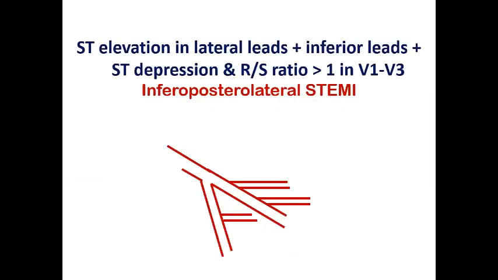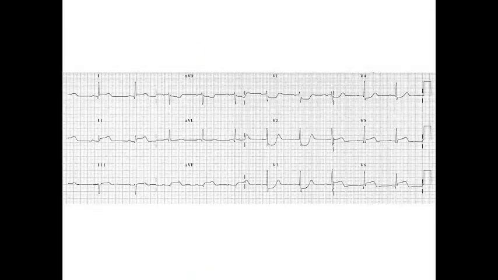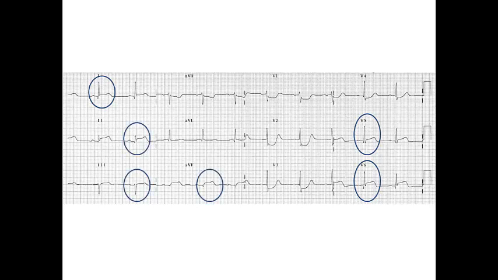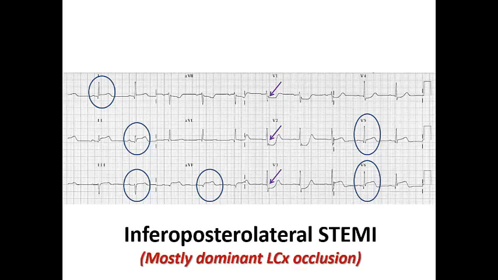And here's the extreme possibility, of course, of ST elevation in lateral leads, inferior leads, and posterior leads. So here it is infraposterolateral STEMI caused by occlusion also of a dominant LCX. As in this example, we can see ST elevation in lateral leads, lead I, V5, V6, and also ST elevation in inferior leads, and a classic example of posterior wall infarction, ST depression in V1 to V3 or also V4 with R/S ratio more than 1 from V2 to V4. So here it is infraposterolateral STEMI, mostly dominant LCX occlusion.